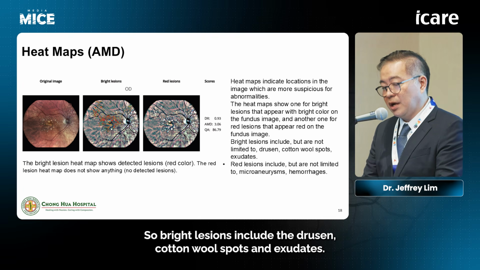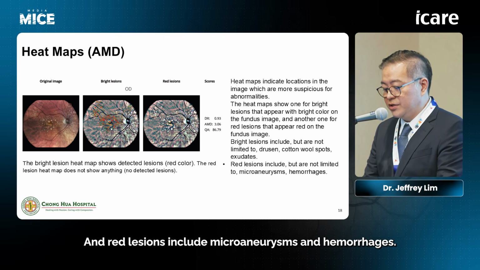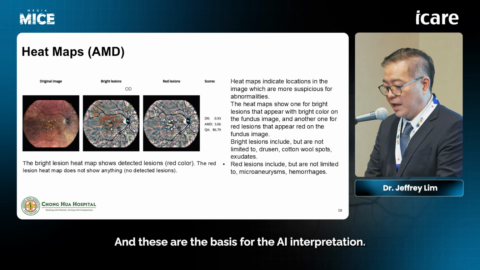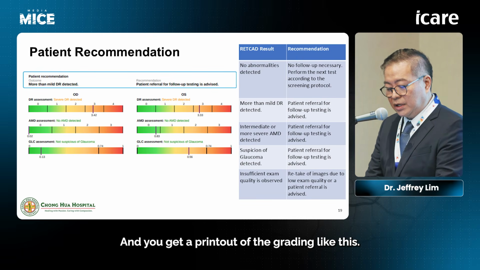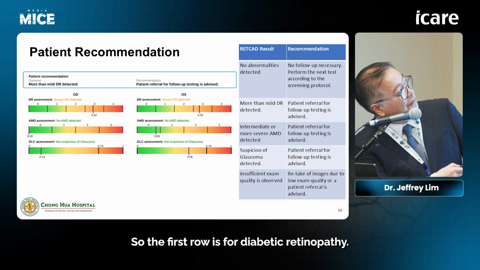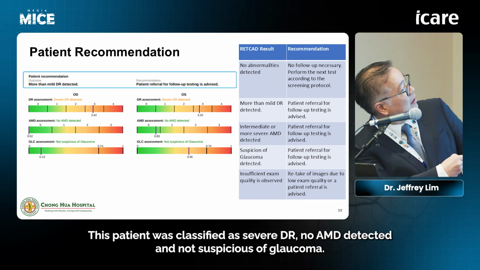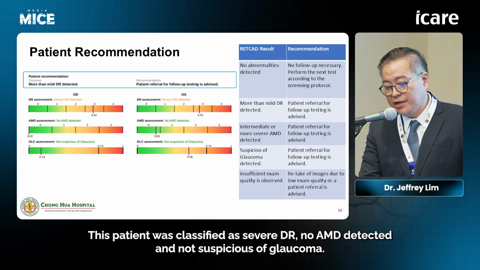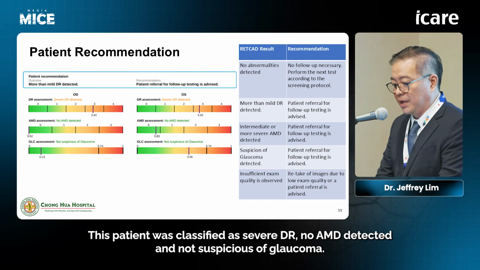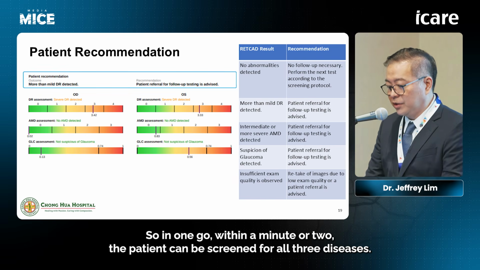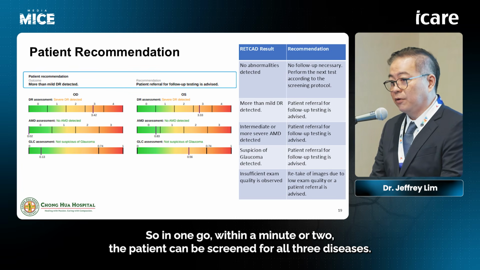The heat maps show one for bright lesions and one for red lesions. So bright lesions include the drusen, cotton wool spots, and exudates, and red lesions include microaneurysms and hemorrhages, and these are the basis for the AI interpretation. And you get a printout of the grading like this. So the first row is for diabetic retinopathy. This patient was classified as severe DR, no AMD detected, and not suspicious of glaucoma. So in one go, within a minute or two, the patient can be screened for all 3 diseases.